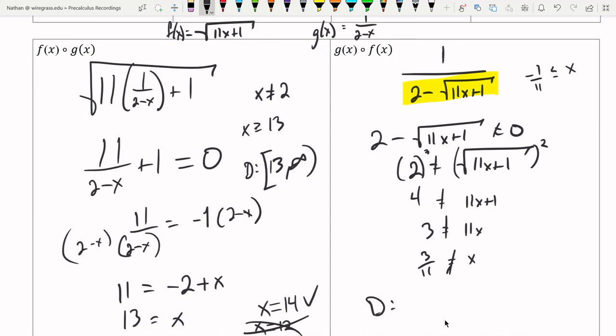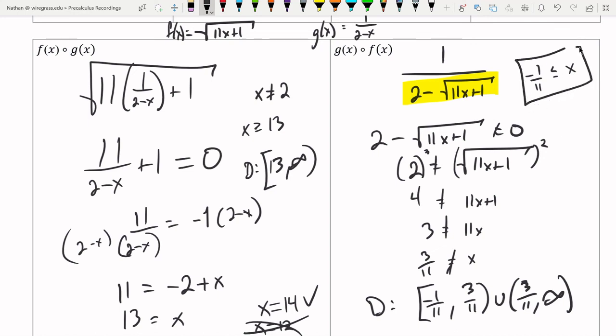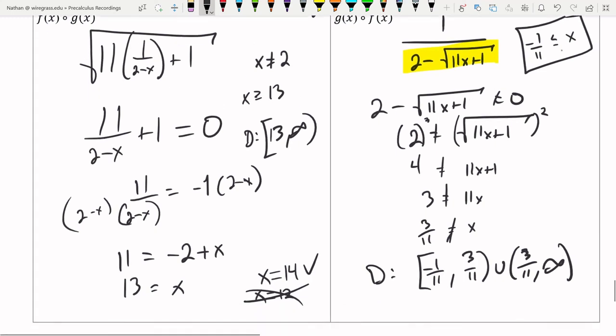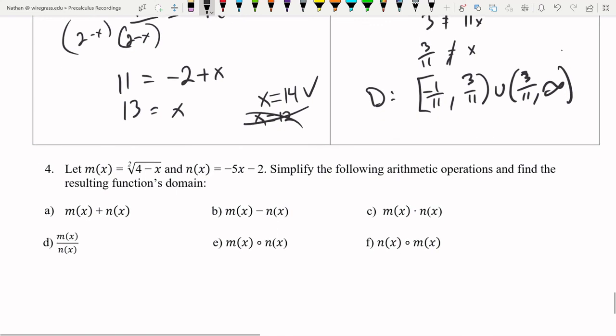So the domain is going to be negative 1 over 11 up to 3 over 11, and 3 over 11 up to infinity. We have to remove 3 over 11 from this domain. Okay, hopefully that made sense. And I want you to give it a try in number 4.